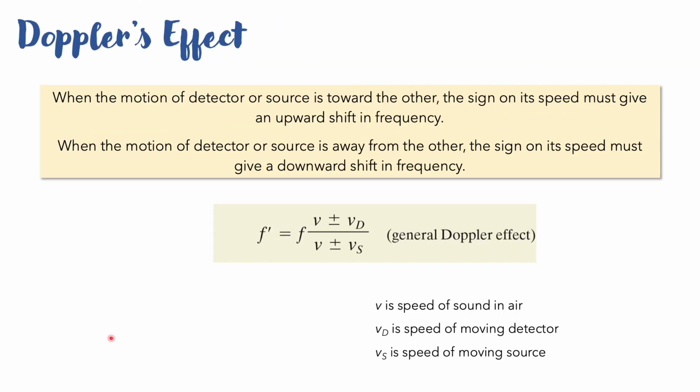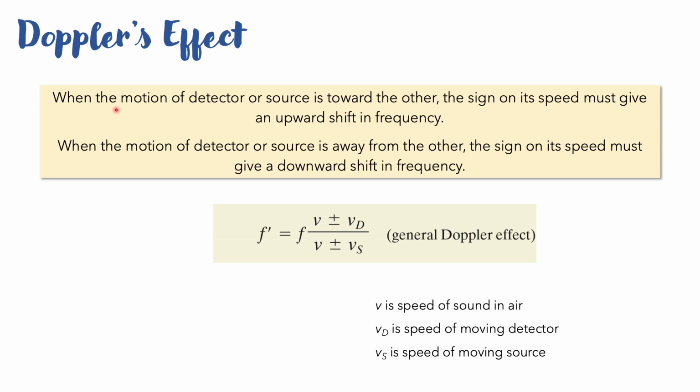Okay, now the last one is Doppler's effect. Doppler's effect tells us about the shift in the frequency when the source and detector are in motion with respect to each other. You must have observed that when you move towards a source which is producing sound, you observe a change. You feel it louder, and when you move away, the sound intensity is decreasing, or it's getting fainter.